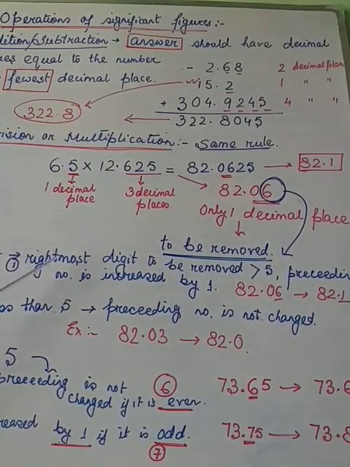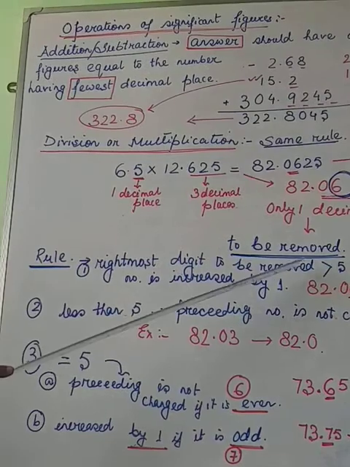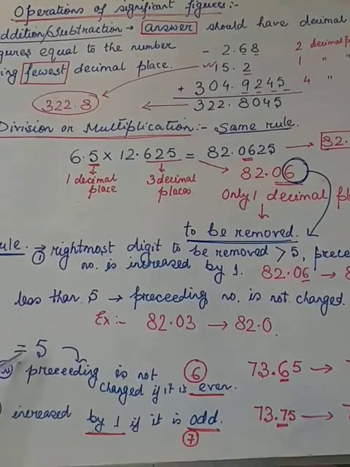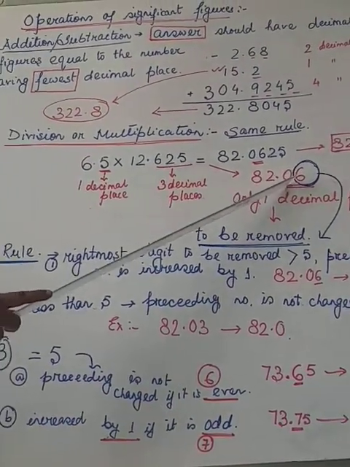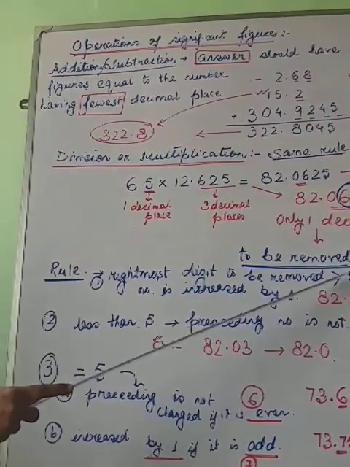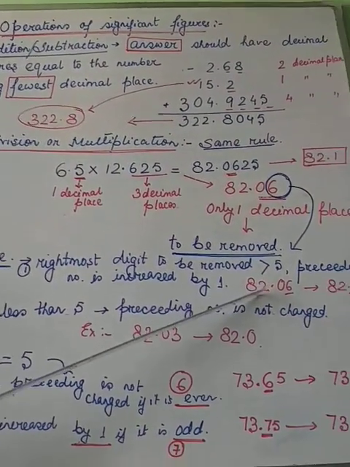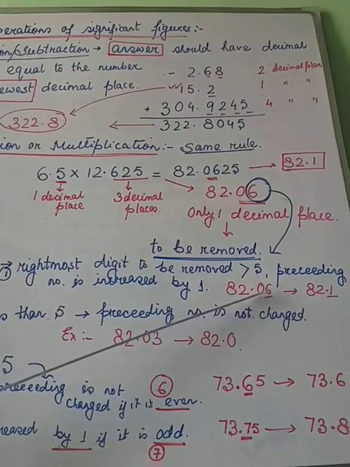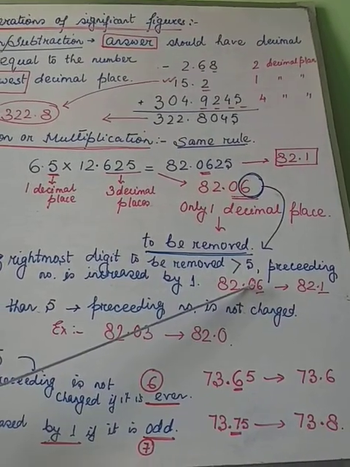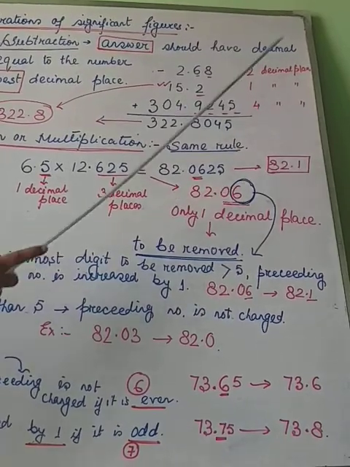What rules would be there? There could be 3 possibilities. The rightmost digit is either greater than 5, less than 5, or equal to 5. So here 6 is the digit that has to be removed, which is greater than 5. In this case, the preceding number is increased by 1. Fine. So 6 has to be removed. Since 6 is greater than 5, the preceding number 0 would change to 1. Therefore, the total number is actually 82.1.